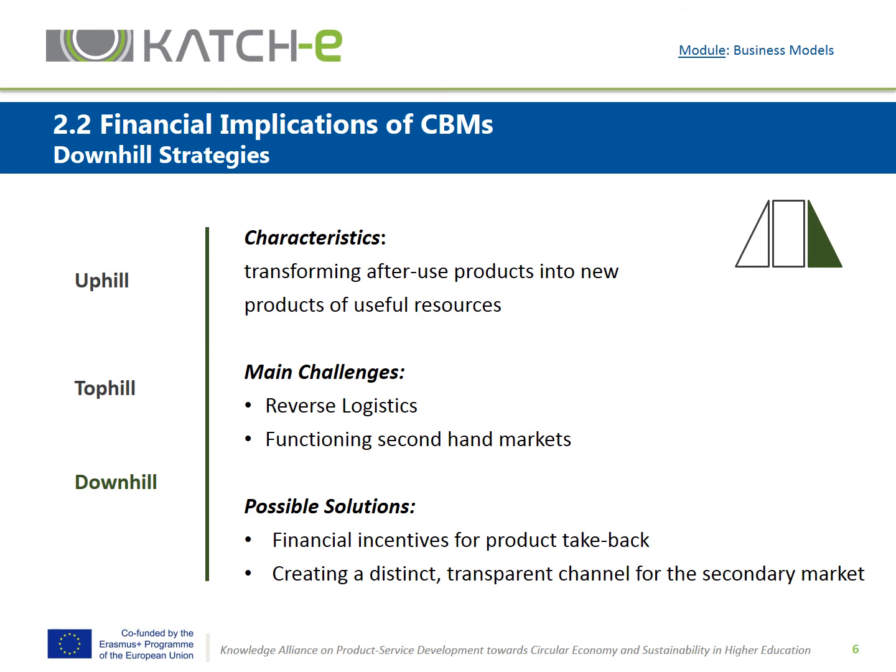Downhill strategies aim to transform after-use products into new products or useful resources. One of the challenges is the question of how products come back to the manufacturer, or in other words, the reverse logistics. If products are provided as services, this isn't a problem, but if products are sold, an often applied solution are financial incentives. For example, by adding a deposit when the product is sold, which is refunded with the product return.